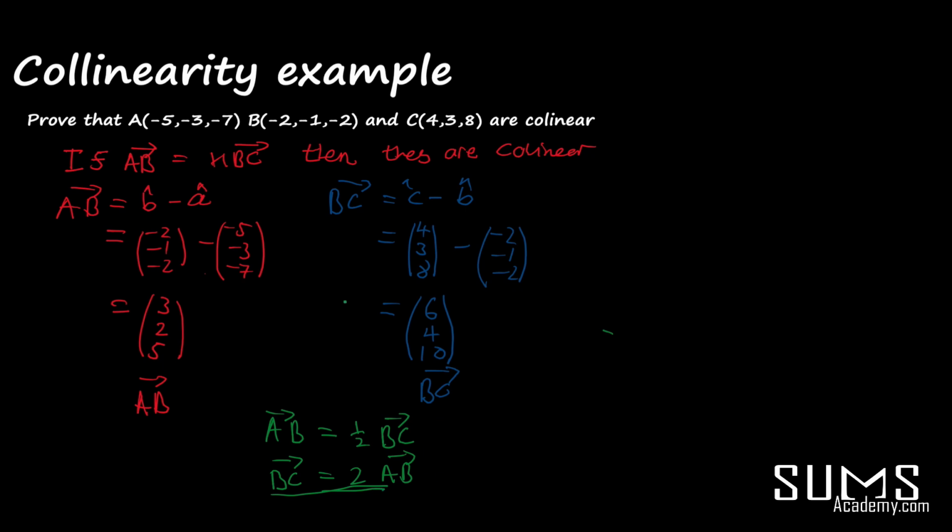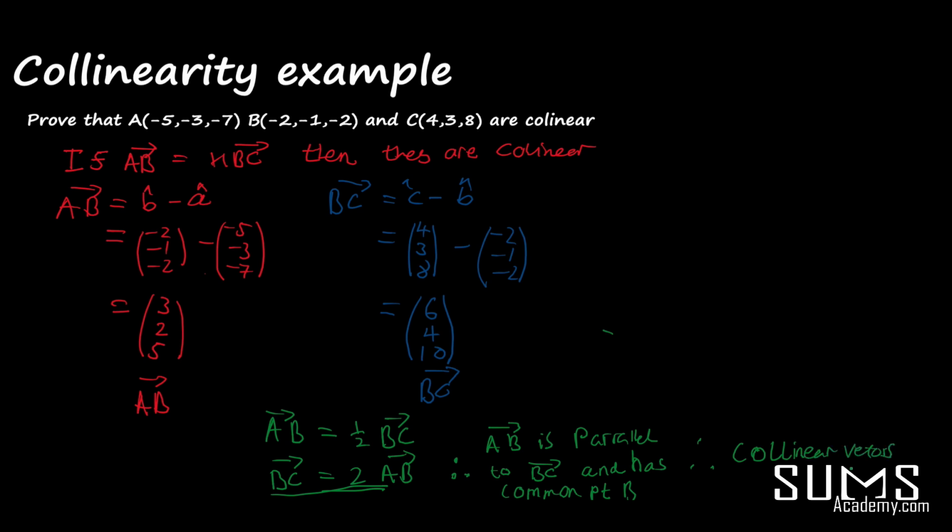Okay, and because of this statement here, we can say that AB is parallel to BC and has a common point, B, therefore collinear vectors. Perfect.